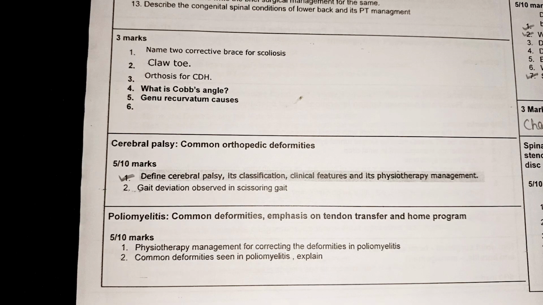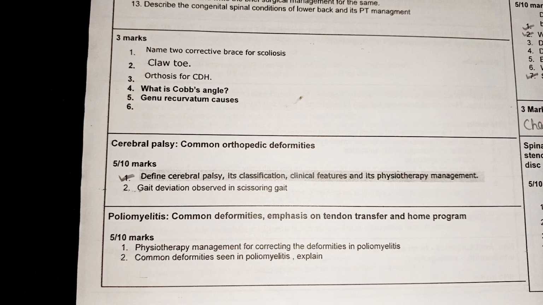Now moving to the next topic, that is cerebral palsy. In this the important 5 or 10 mark questions are: the first one, define CP, its classification, clinical features and PT management. Second one, gait deviations observed in scissoring gait.